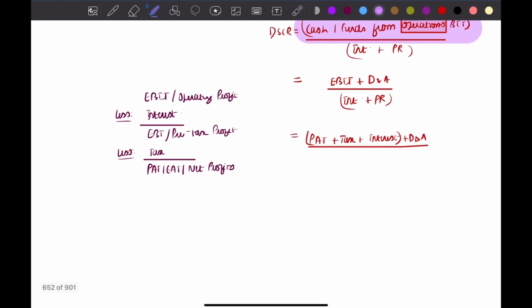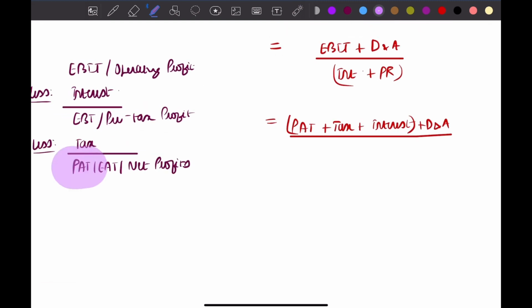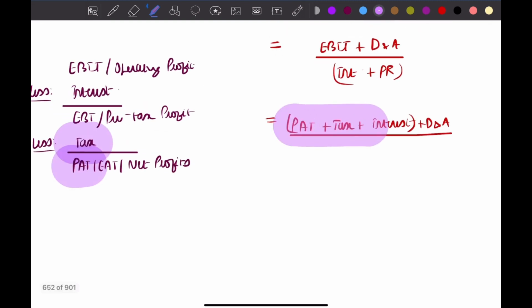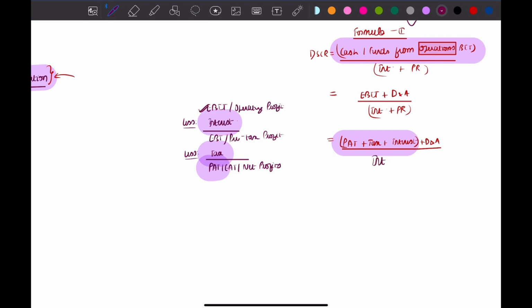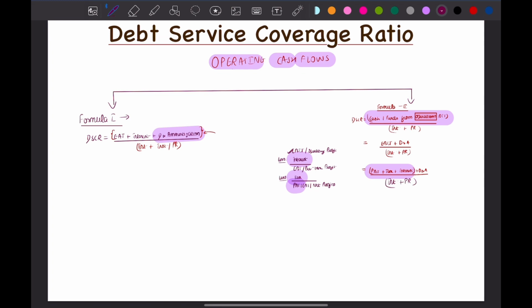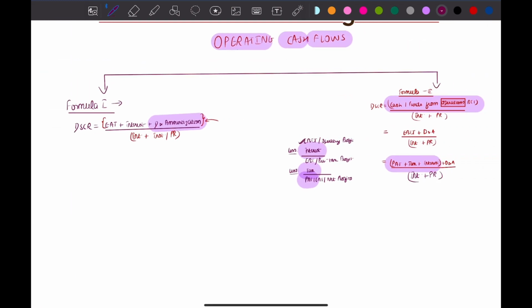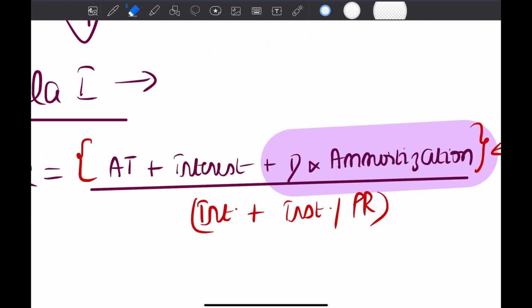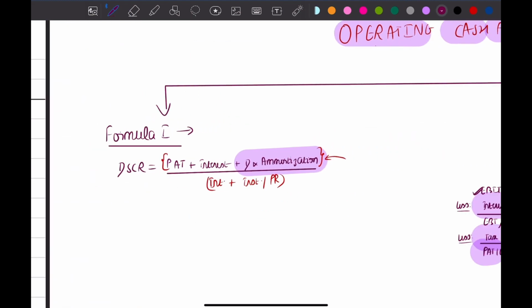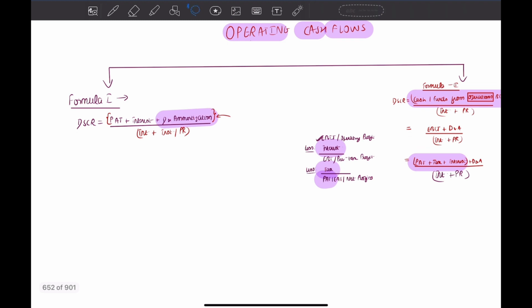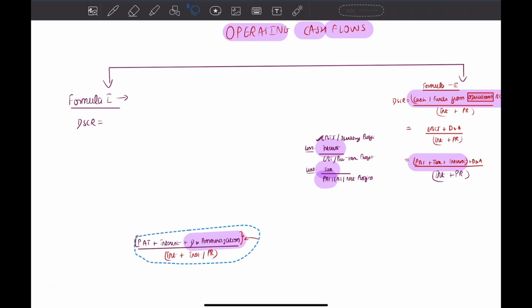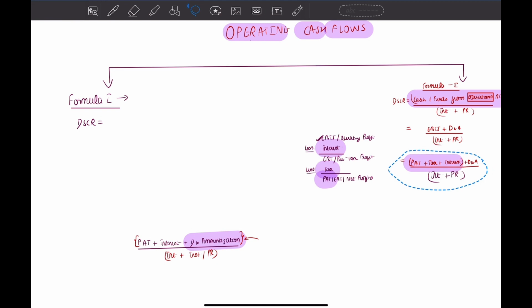So what we did, instead of writing EBIT we wrote PAT plus tax plus interest, right? And we got EBIT, and then we divided the same by the debt services in form of interest and principal repayment, right? So if you guys are able to understand this, over here let's just write PAT for better understanding. We got the two formulas for DSCR. Let me just place them side by side for a better understanding.